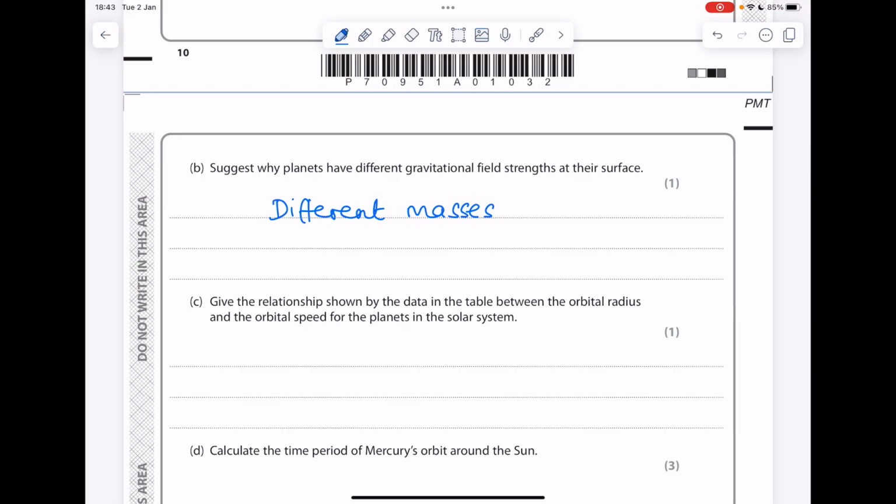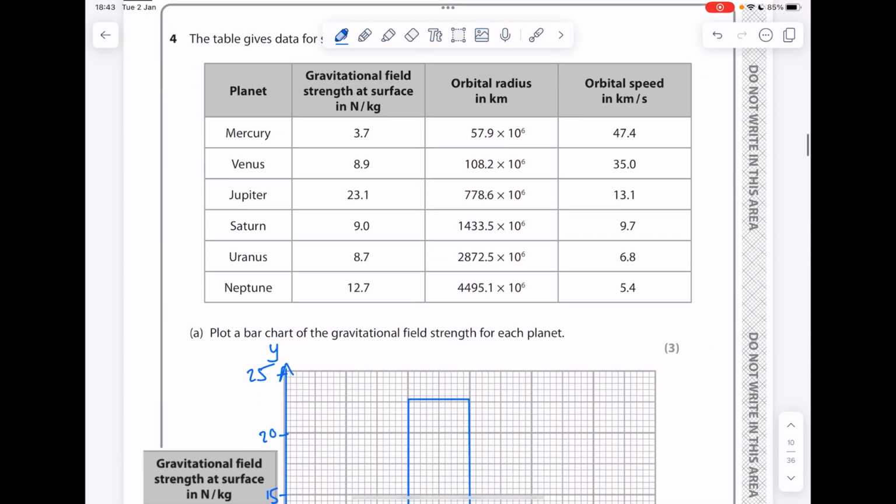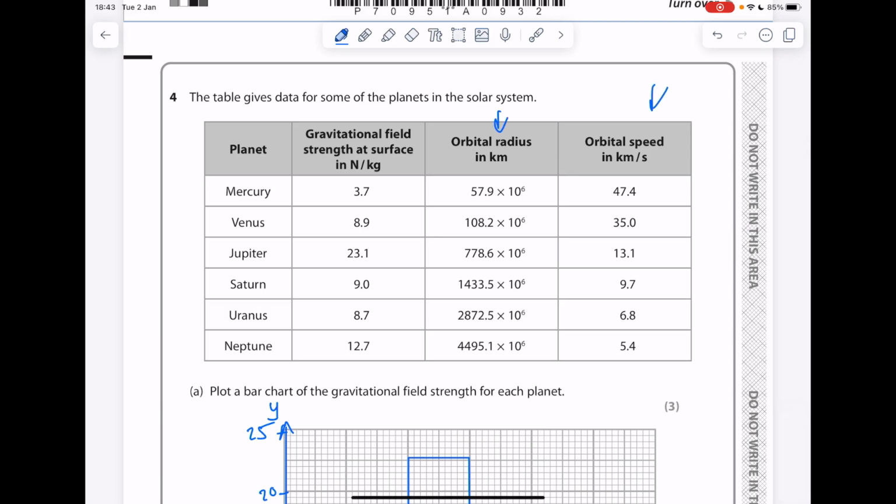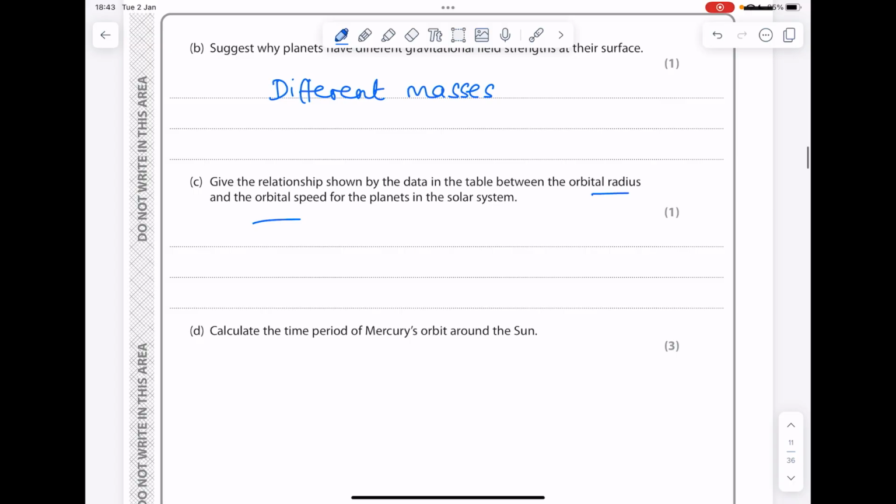Give the relationship shown by the data in the table between the orbital radius and the orbital speed. So let's look at something like Jupiter. That's got the largest orbital radius. Remember, it's a massive planet. It has a slow-ish orbital speed. Let's compare it with something that's much smaller. So Mercury, it has a much faster orbital speed. So we'll make a statement that the larger the orbital radius, the slower the orbital speed.